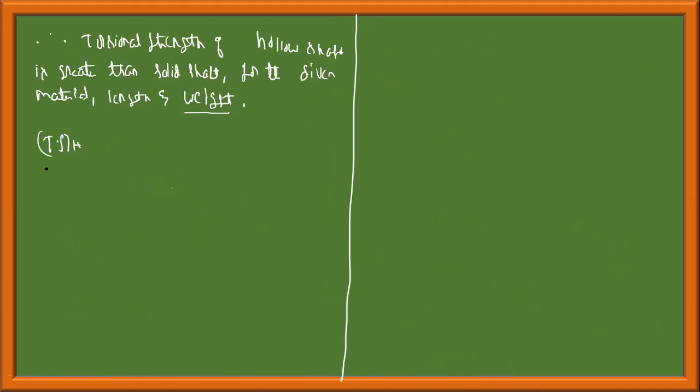Torsional strength of hollow shaft to torsional strength of solid shaft is 1 plus k square by root 1 minus k square. This is what we got. It means that it is greater than 1, which means that torsional strength of hollow shaft is greater than torsional strength of solid shaft. That's all. Okay, I'll go ahead.